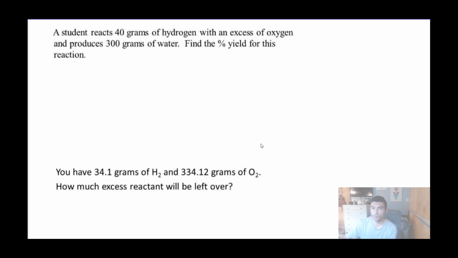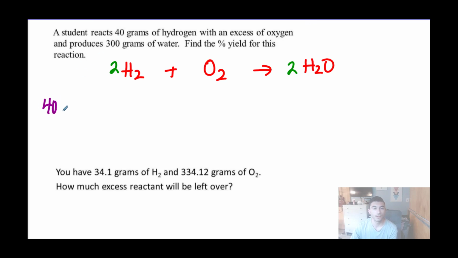A student reacts 40 grams of hydrogen with excess oxygen and produces 300 grams of water. Find the percent yield for this reaction. So first thing to do is write out an equation. Second thing to do is to balance that equation, make sure it's balanced. We have 40 grams of hydrogen with excess oxygen, so no icebox needed here. This one's a pretty straightforward dimensional analysis stoichiometric conversion.